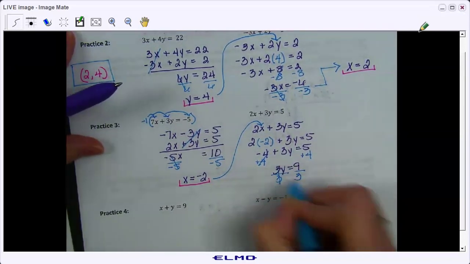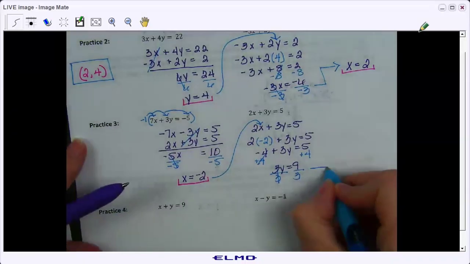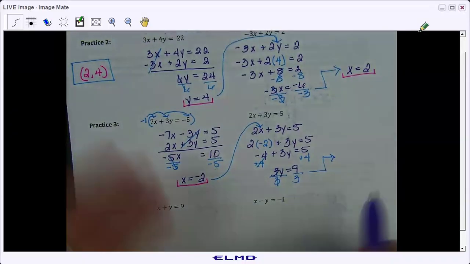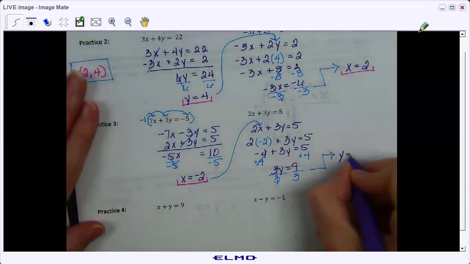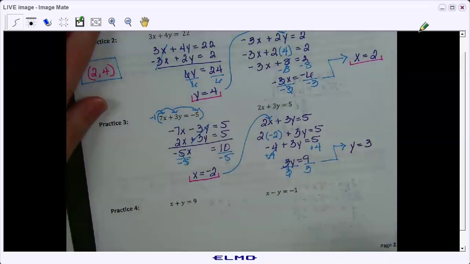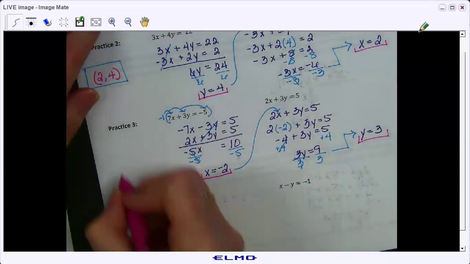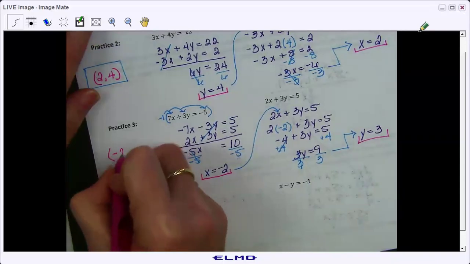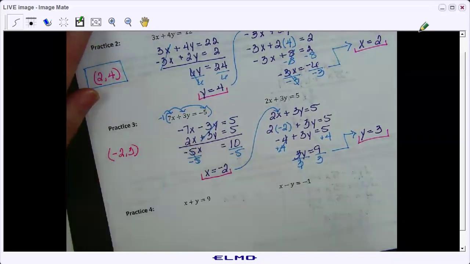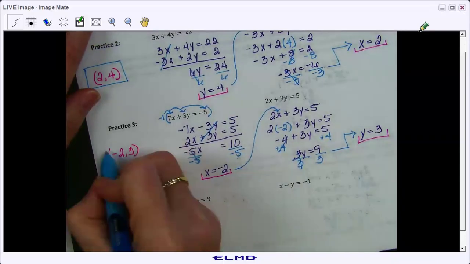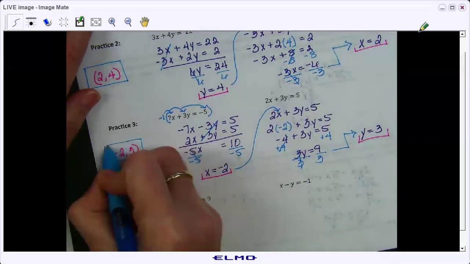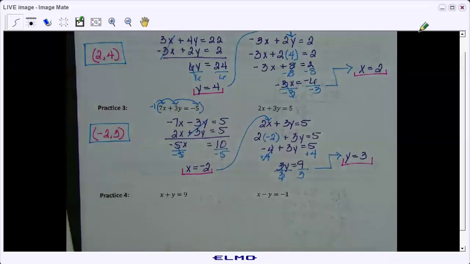If you are waiting, you can go ahead and look at practice 4. You don't really have to change anything on that one. Okay, any questions on practice 3?